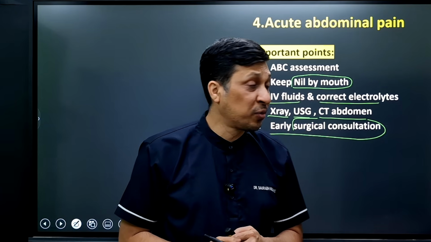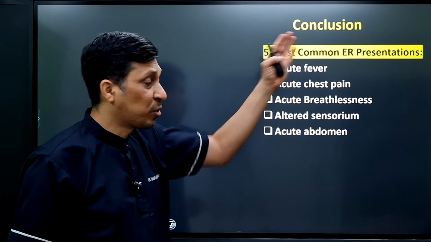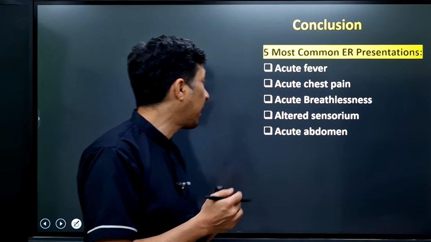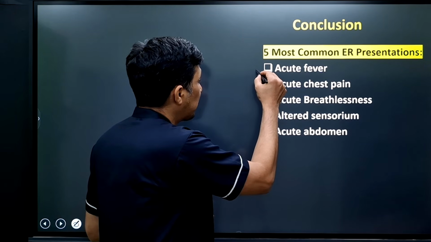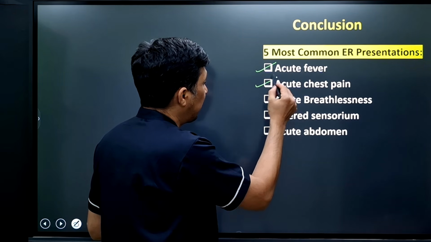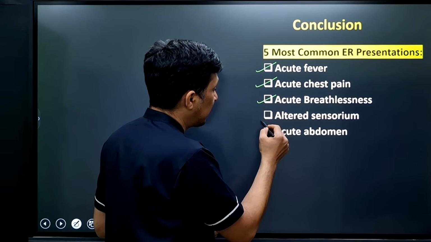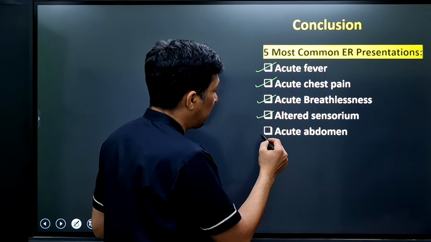So friends, in this way, these are the 5 most common presentations in ER that we have seen today. So the first was acute fever, then acute chest pain, then acute breathlessness, altered sensorium, and acute abdomen. As a young doctor, remember that ER duty is about priorities. Stabilize first, investigate next, and then manage the cause. And also try to identify the red flag signs early.